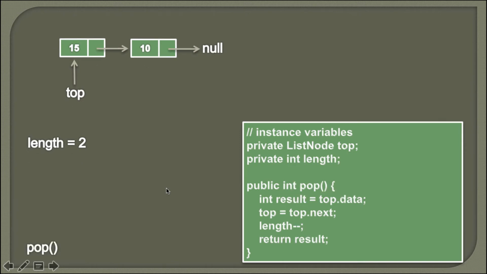Now let's see the pop operation in which we remove the last inserted element. So we'll take the previous example. We know that first we inserted 10 and then we inserted 15. So in the pop, the last element inserted will be the first one to be removed. So let's see how this pop method works.